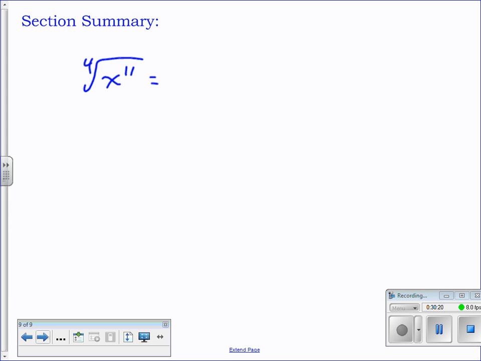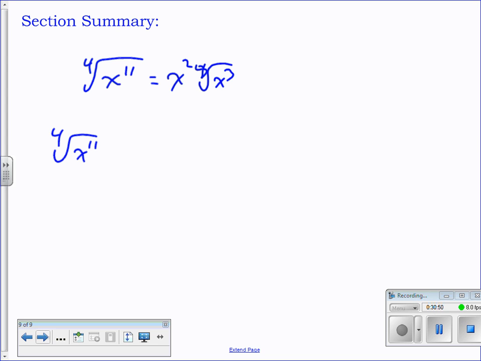So what did I say to do? I said take 11, divide it by 4. 4 goes into 11 twice with a remainder of 3, right? So that means you would have x squared and a 4th root of x cubed. If we do this using fractional exponents, you can see kind of how that works. There's another way to see how that works.